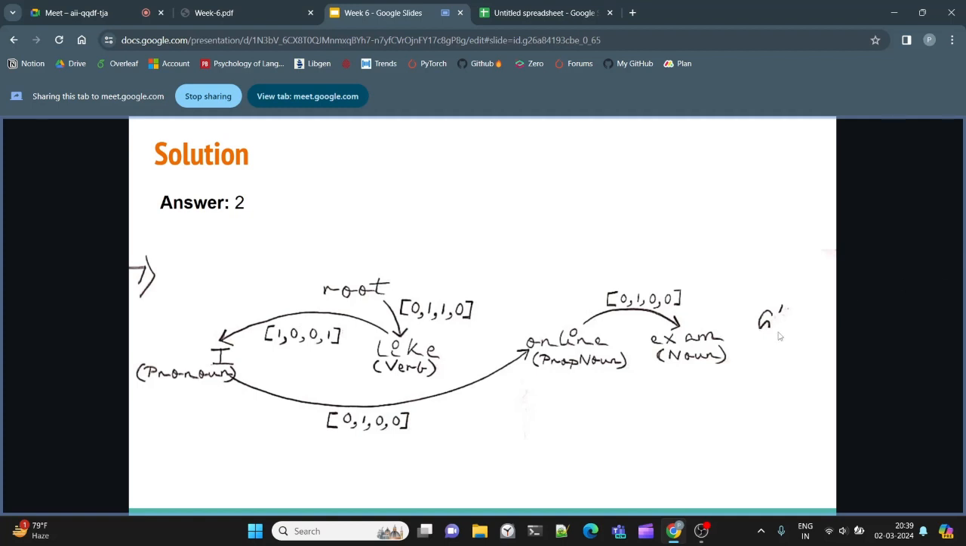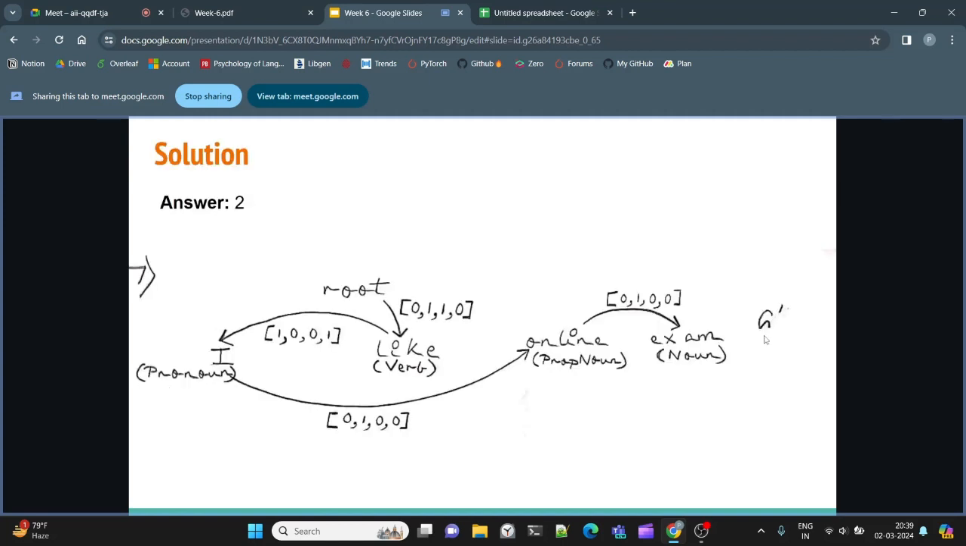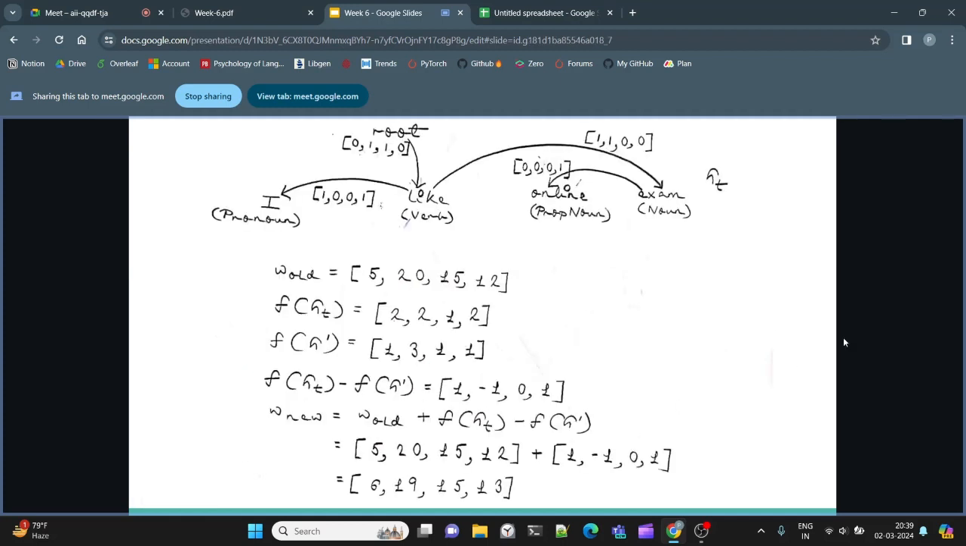So G dash is given in the problem. You see, it's given that after applying the algorithm, you get these arcs: root to like, like to I, like to online, online to exam. Following these arcs, you have drawn G dash. Whereas GT, you need to figure out yourself. This is the gold standard data.